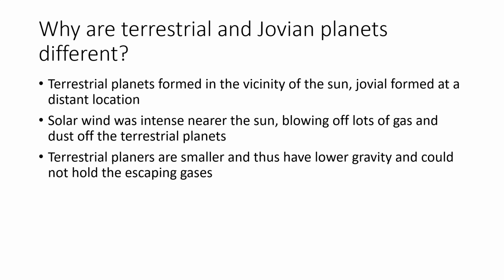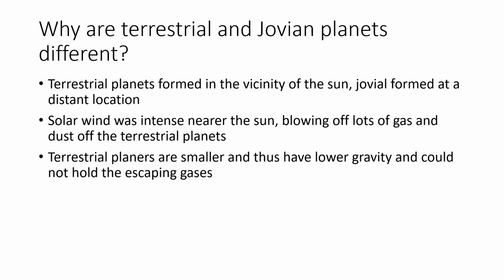The first one is that the terrestrial planets were formed in the very close vicinity of the parent star, that is the sun, where it is too warm for the gases to condense to solid particles. The Jovian planets were formed at quite a distant location. The second point is that the solar wind was very intense nearer to the sun, and what it did is it blew off lots of gas and dust from the terrestrial planets. Because the solar winds were not intense enough to cause similar removal of gases from the Jovian planets, they are still mostly gaseous.